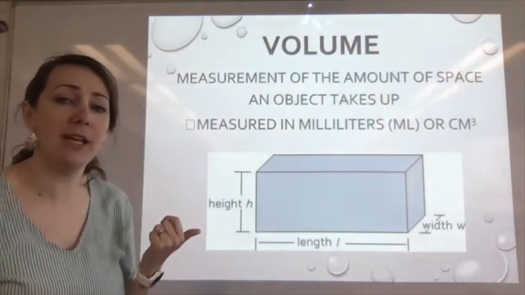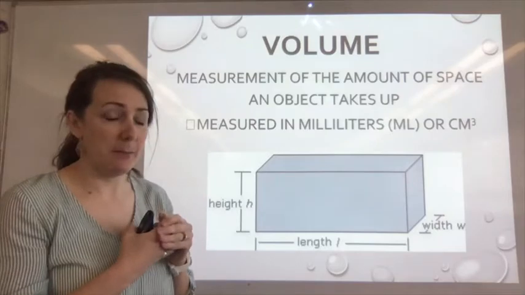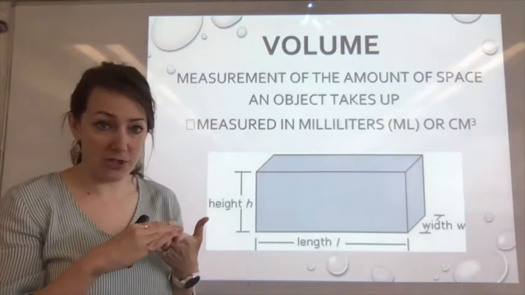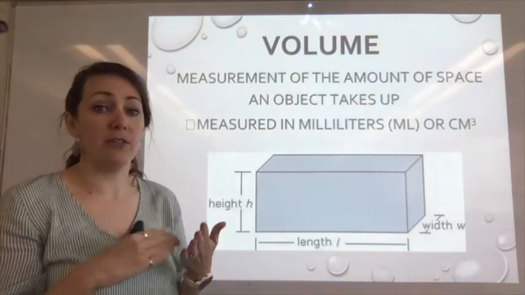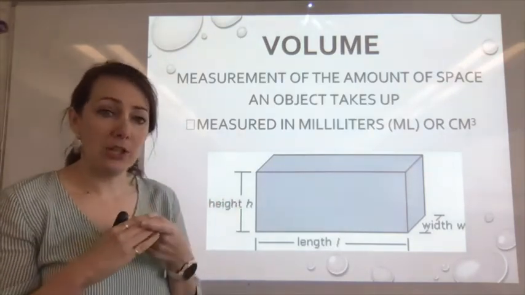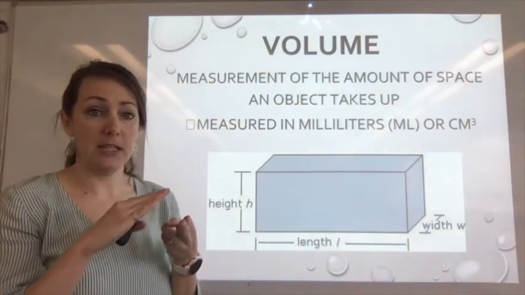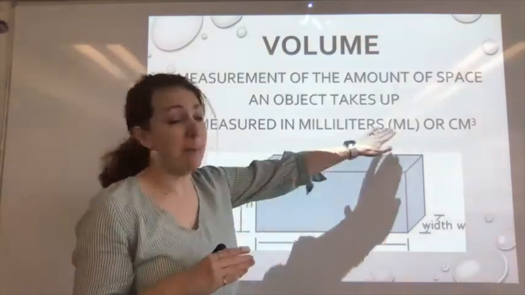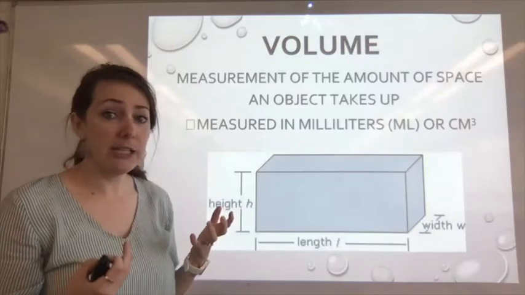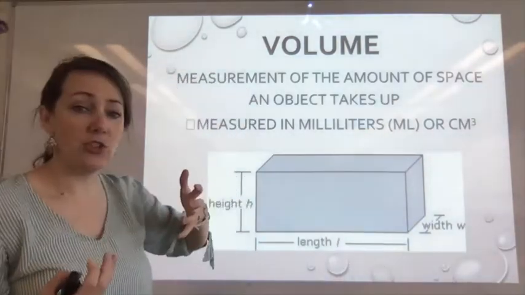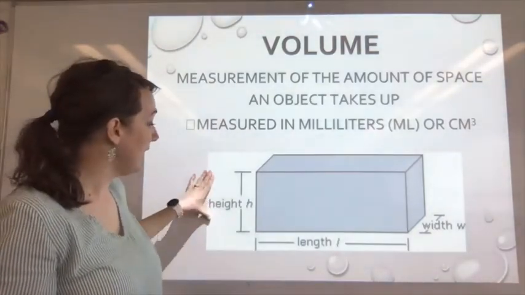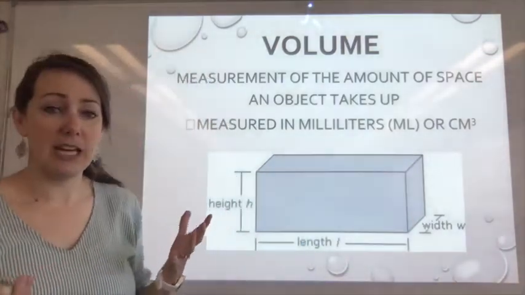So the volume is the measurement of the amount of space an object takes up. In the science skills lesson, we talked about measuring a liquid's volume in a graduated cylinder. There's another way to measure the volume of a solid, and we have to do a little bit of math for that. Whenever we measure the volume of a liquid, we are measuring that in milliliters. On our graduated cylinder, we have milliliters. Whenever you measure the volume of a solid, you are using centimeters cubed. To do that, you would have to take the measurement of the object. You have to do height times length times width to get your volume.